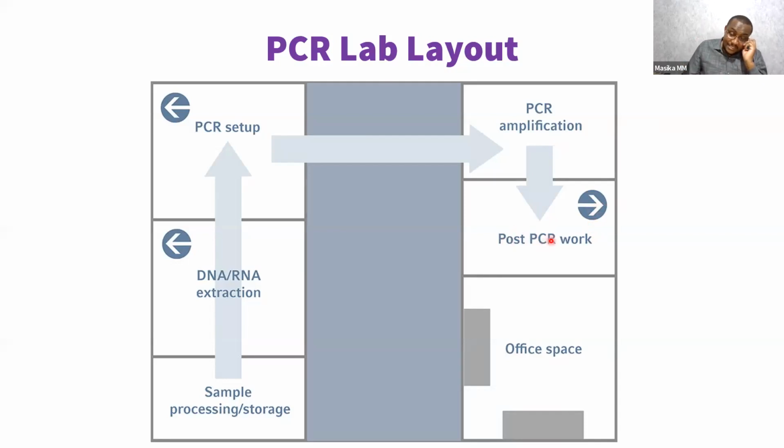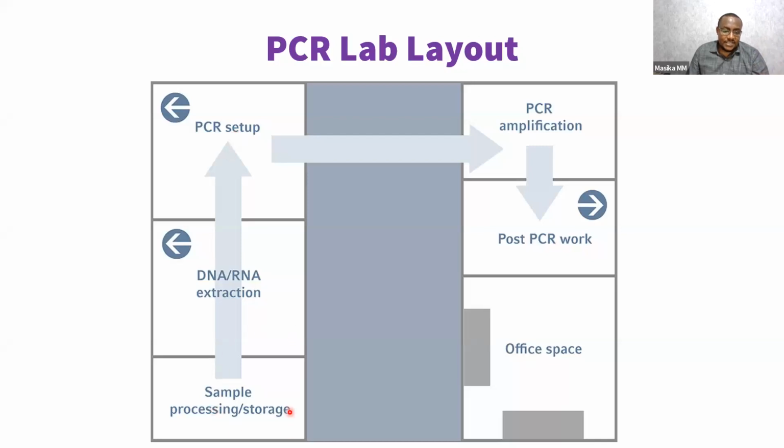And the post-PCR work could be things like gel electrophoresis. Sometimes you can also purify and do other things. And then you need your office space and other areas. So this layout is important because if, for example, you get something from the amplification room, like a pipette, and take it to the PCR setup, you have already contaminated your kit. And that means that kit will always give you positive results, and you have to throw it away and get a new kit, which is money lost.